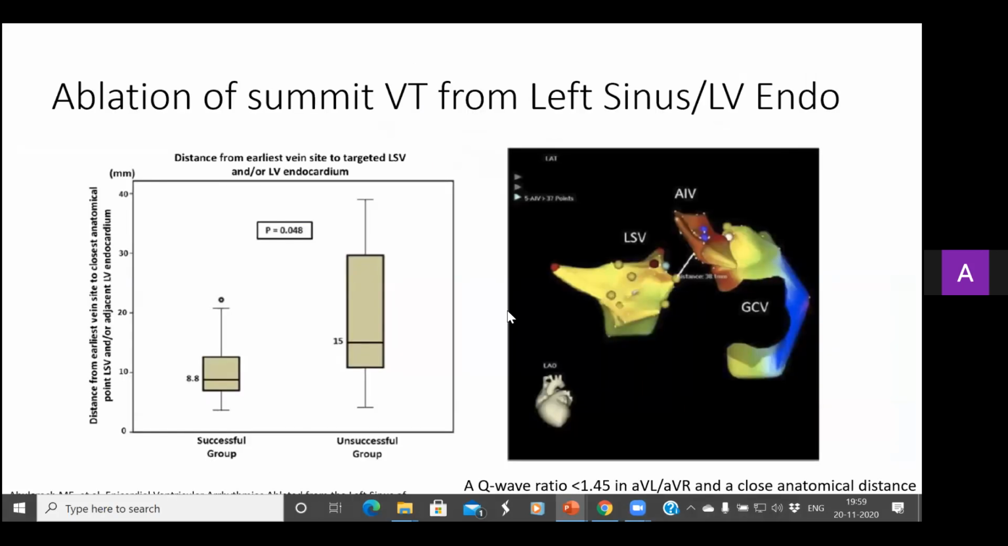Many a time, LVOT tachycardia or VPCs arising near the anterior epicardial vein may be difficult to eliminate through the coronary venous system. A close anatomical distance of 13.5 millimeters may help identify the most appropriate cases for an ablation attempt from the left sinus or adjacent LV endocardium in this setting.